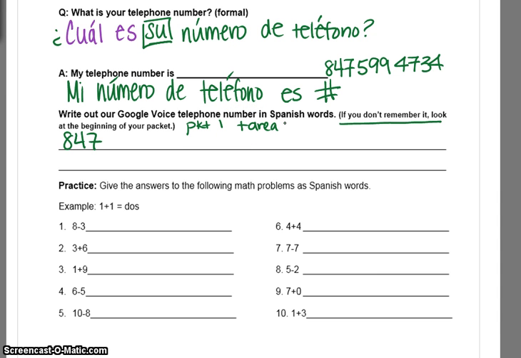Then, give the answers to the following math problems as Spanish words. For example, uno más uno, 1 plus 1, es dos. Let's try one together. 8 menos 3, 8 minus 3, es, good, 5. So you're going to write it out in words instead of mathematically. Do that so that you're ready for class on Thursday.